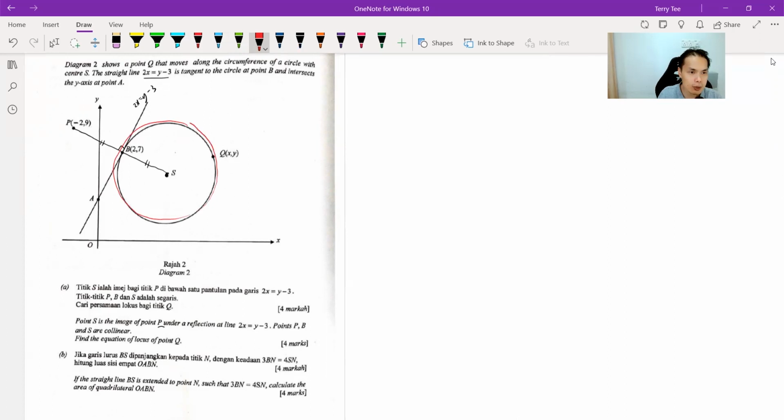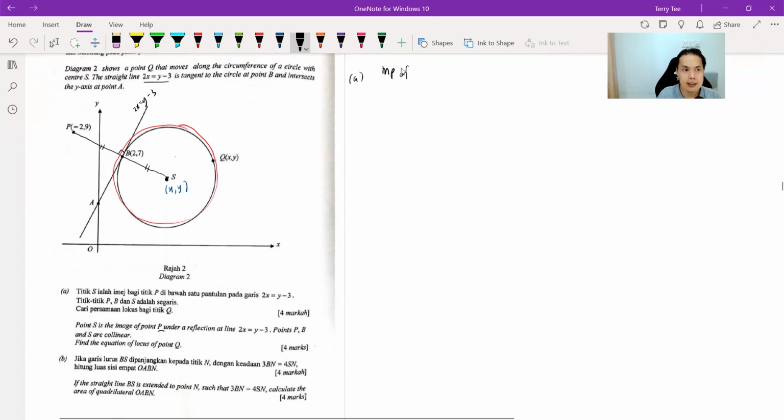To form the equation of the locus, number 1, I need to know the center of the circle. The center of the circle is point S. We can call it (x, y). So the first step is to find the coordinates of point S. We can use the midpoint. We know the midpoint of PS is point B. Since the x coordinate of P is -2, we add it to the x coordinate of S, which is x, and divide by 2. Then the y coordinate here is 9, plus y, divided by 2. The result is point B, which is (2, 7).